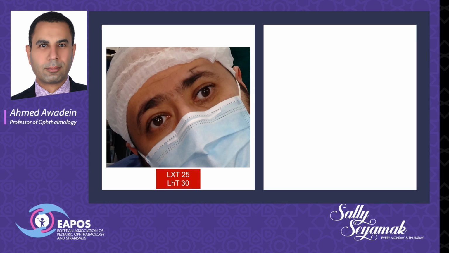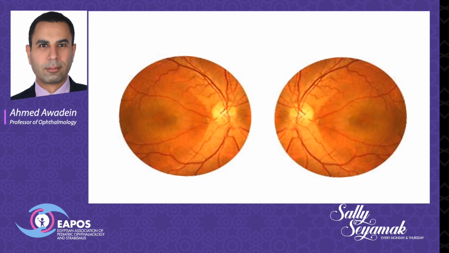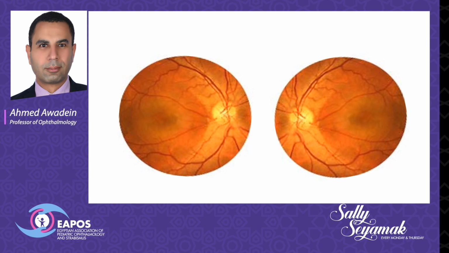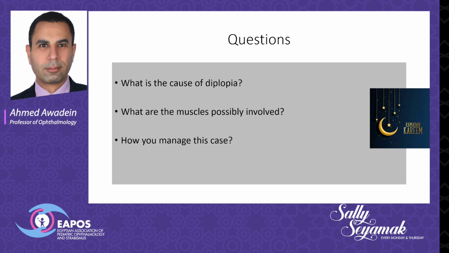On right head tilt, there was an increase in the left hypotropia, while in left head tilt, there was a reduction in the left hypotropia. On fundus examination, there was a +1 fundus intorsion of the left eye. And on double Maddox rod testing, there was a subjective intorsion of the left eye of 5 degrees. What is the cause of the double vision in this patient, and what are the muscles possibly involved? And how are you going to manage this case?